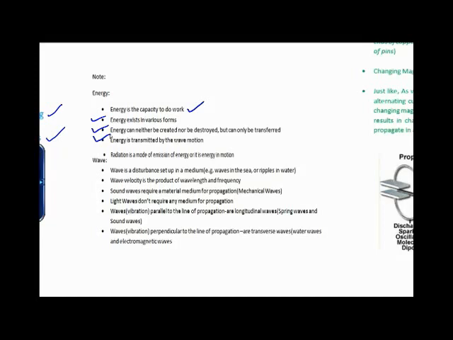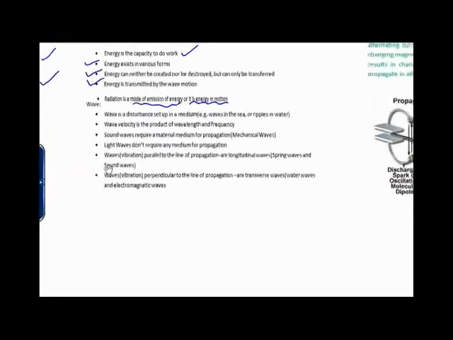The next point is, what is radiation then? Radiation is a mode of emission of energy, or you can say it is energy that is in motion. Now we have to understand certain things about waves as well. A wave is nothing but a disturbance that is set up in a medium. For example, you would have seen the waves in the sea, or ripples in the water. When these ripples or waves are formed, they flow in all the directions.